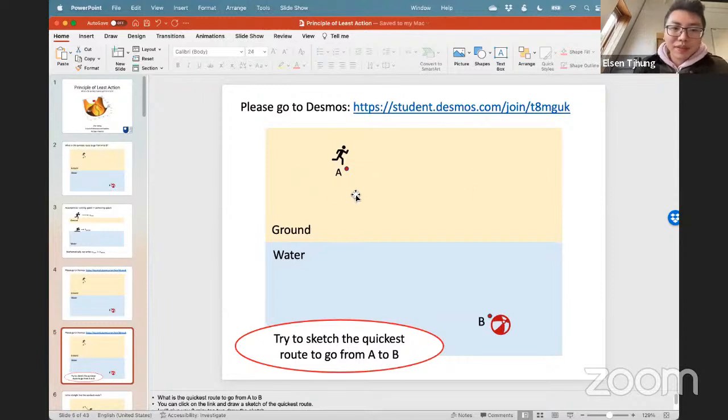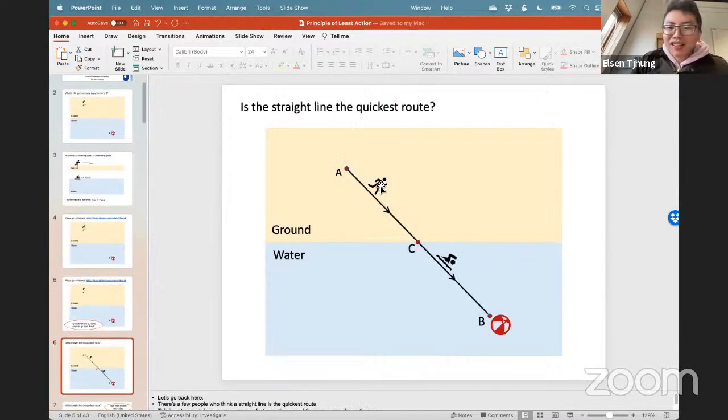Remember, you can run faster on the ground, but in the water, you can swim, but it's slower. So how do you go from A to B? The quickest way to go from A to B. Is it a straight line like this? So is it a straight line, or is it something else?